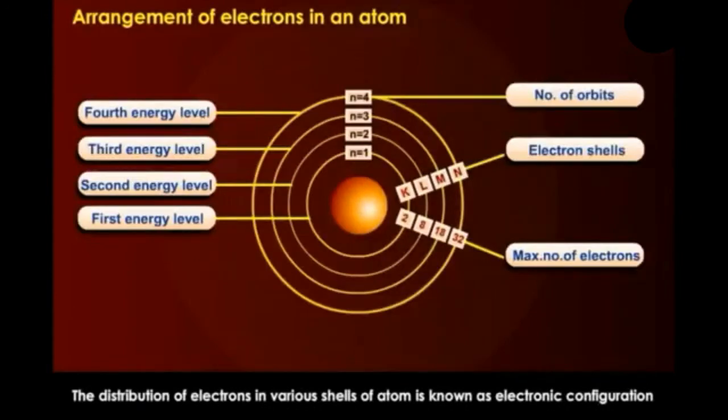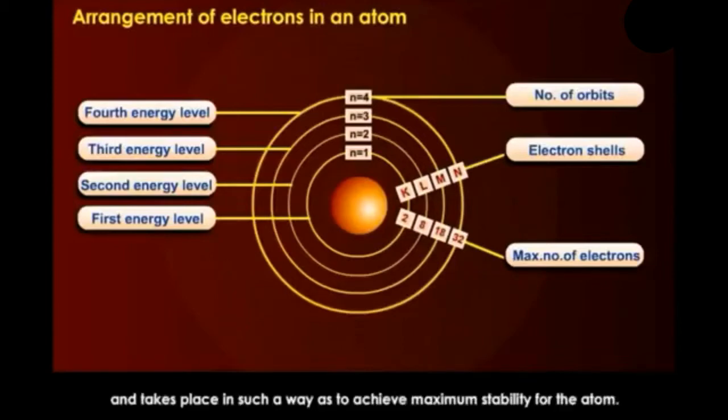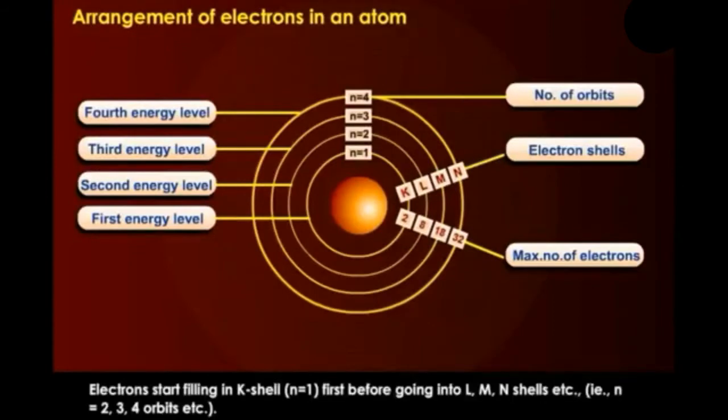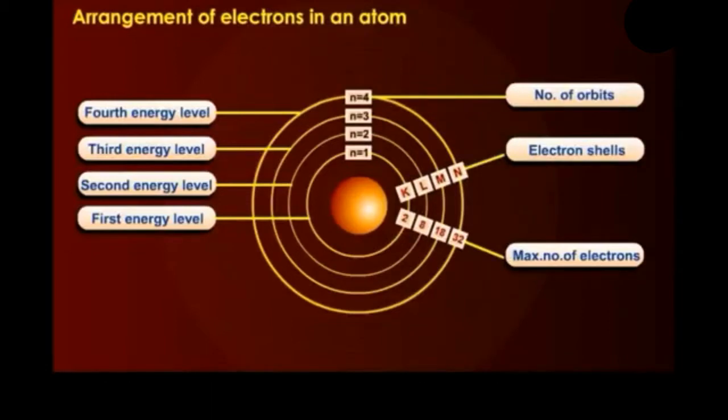The distribution of electrons in various shells of an atom is known as electronic configuration, and it takes place in such a way as to achieve maximum stability for the atom. Electrons start filling in K shell, that is n equals 1, first before going into L, M, N shells and so on, that is n equals 2, 3, 4 orbits and so on.